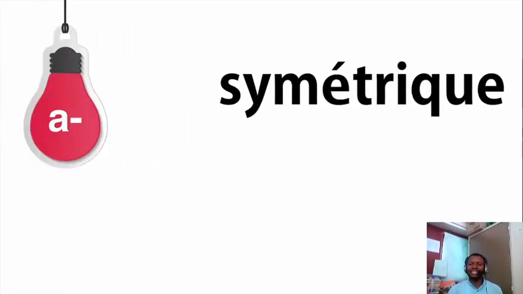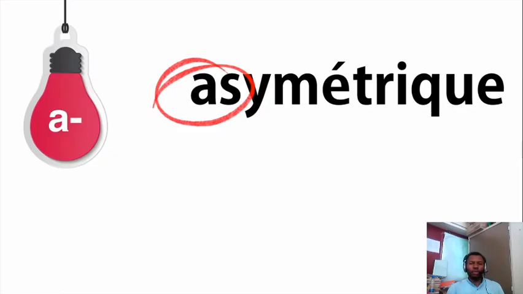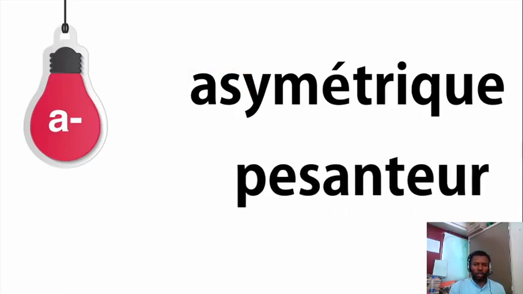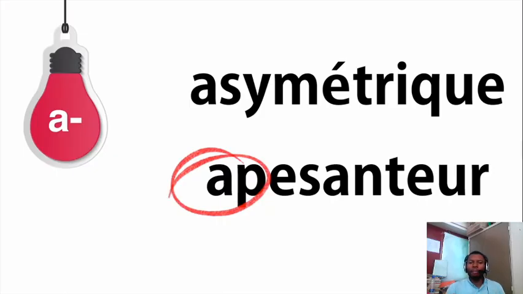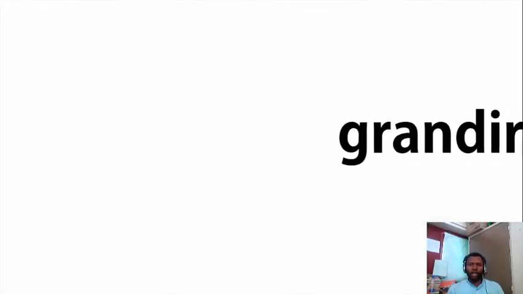For example, the word symétrique, which is symmetric in English. But if we take a and add it to the word symétrique, it will become asymétrique. It actually changes the way the word is. It becomes asymmetric. Now let's check the word pesanteur, gravity. If you say apesanteur, it changes the meaning of the word.